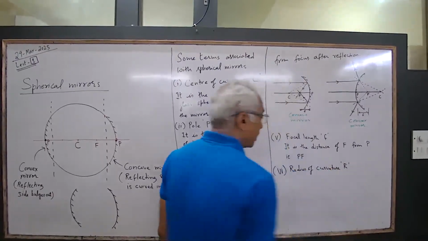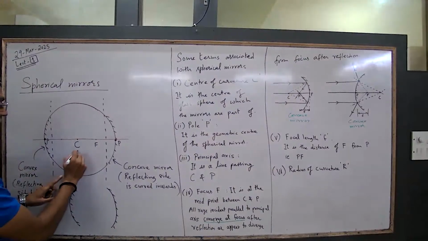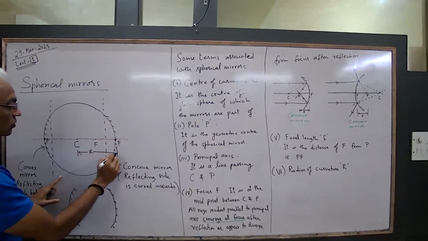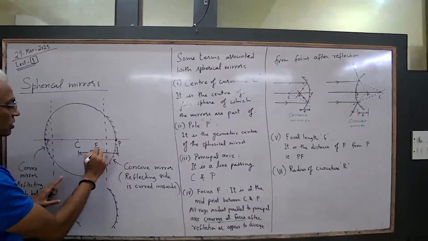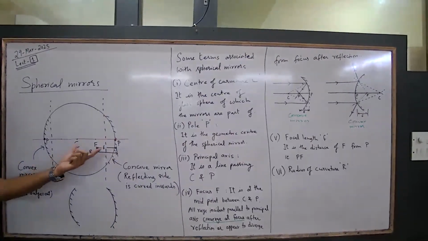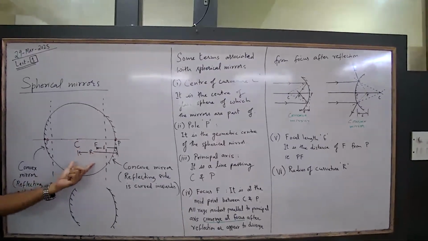And its symbol is R. So what is radius of curvature? This distance. This is R. Likewise, this distance is F. So since F is the midpoint of CP, F must be half of R.